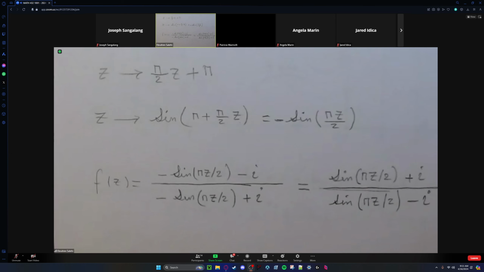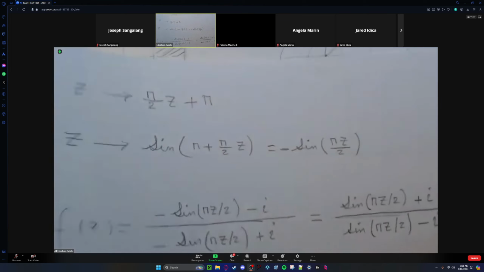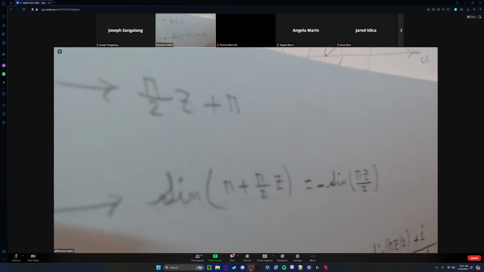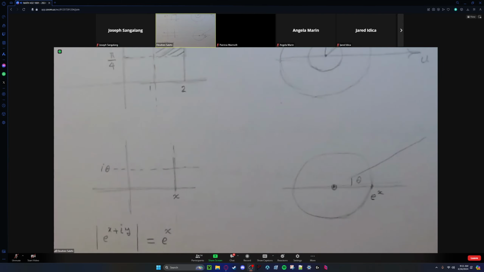So today I sort of covered this important function, sine z. Okay. Now I do have some time left, and let's see.